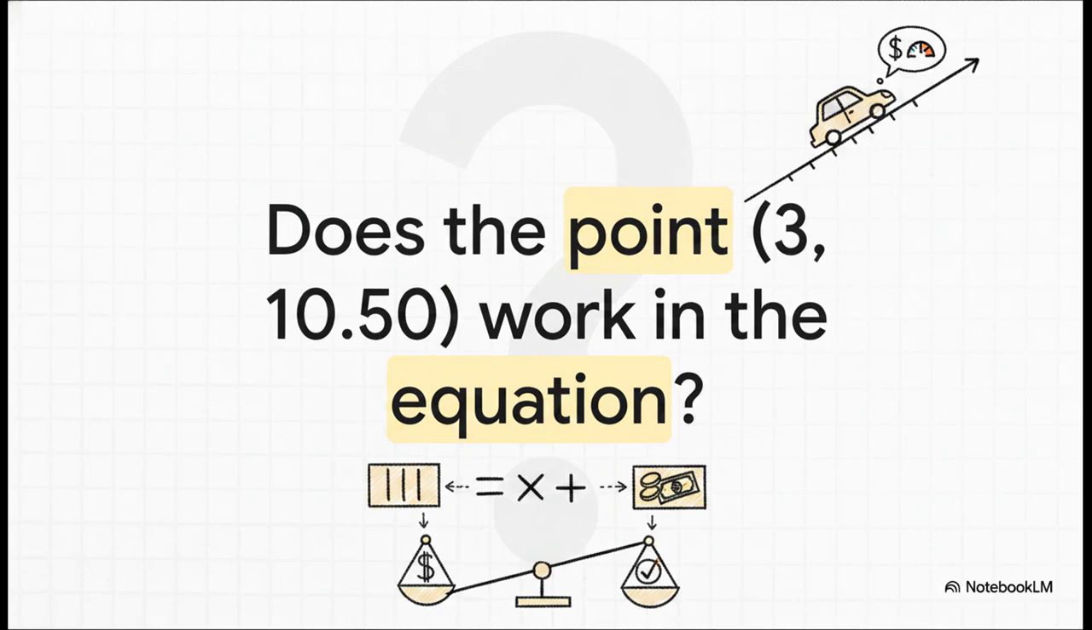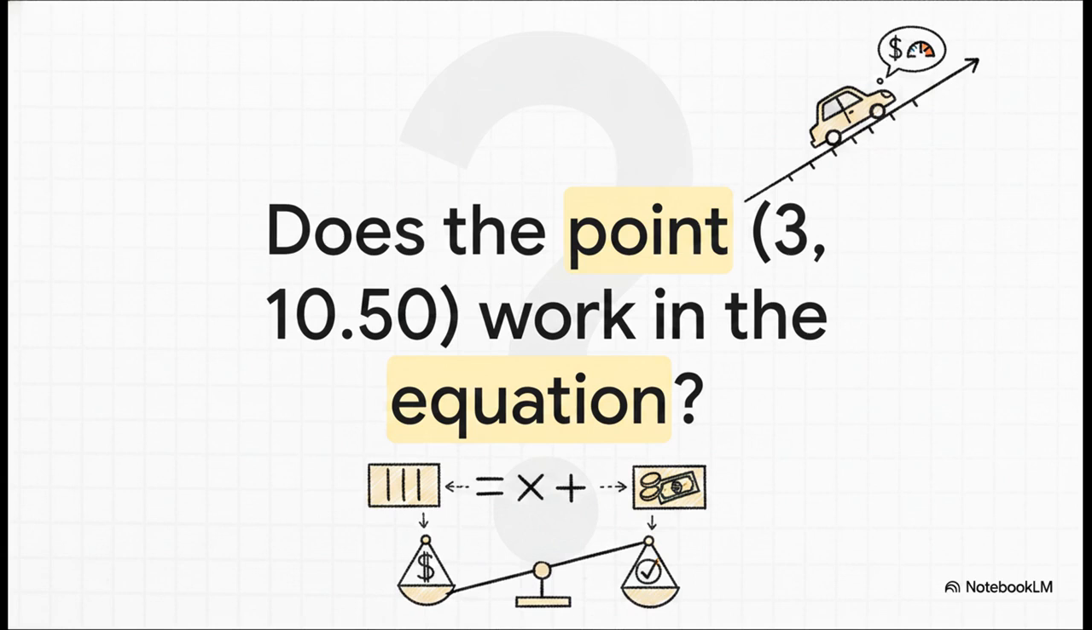Time for our second check. Let's figure out if a 3-mile ride actually costs $10.50 based on our established equation. If we plug in 3 for our x input miles, we calculate $2.50 times 3, which comes out to $7.50. Then we add our $3 initial fee, and we get exactly $10.50. The left side equals the right side. This perfect mathematical balance definitively proves that the point (3, 10.50) sits perfectly on our graphed line.